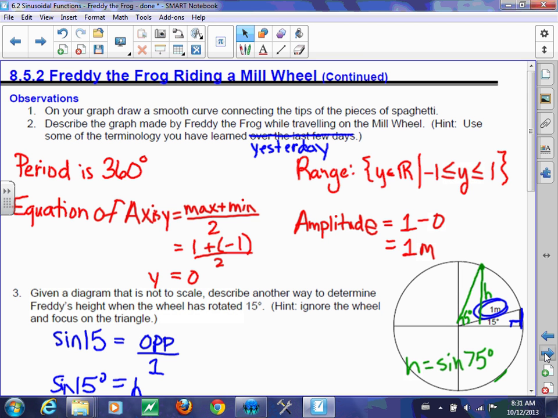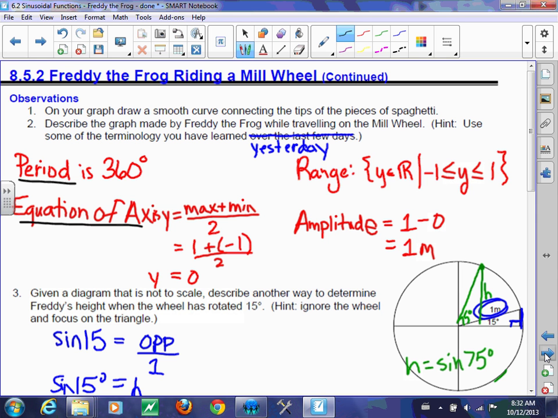Okay, so on your graph, draw a smooth curve connecting the tips of the pieces of spaghetti. Try that if you can. I know that that's not the easiest thing to do because sometimes the glue will break off the spaghetti. So just try your best on that one. 2, describe the graph made by Freddy the Frog traveling on the mill wheel. Hint, use some terminology that you learned yesterday. So what we learned about is the time it takes to complete one rotation. That's what we call the period, and it's 360 degrees. The equation of the axis, that's basically where the spoke or the center part of the wheel lies.